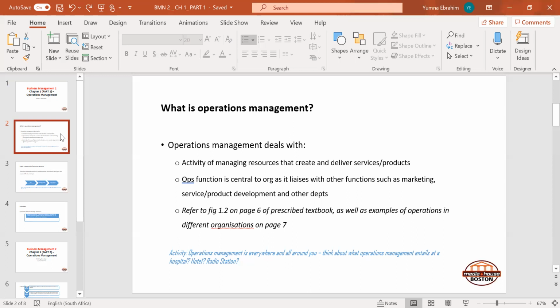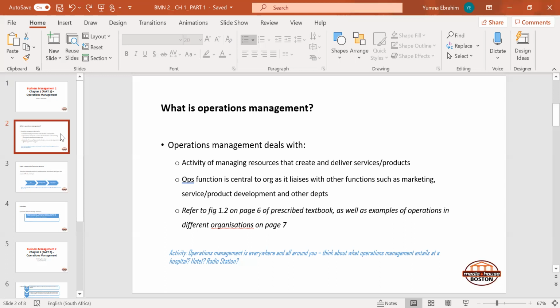The next point talks about the operations function being central to an organization, because obviously the operations function has to liaise with other departments or functions in a business, such as marketing, product development, finance, etc. And you can read more about this on page 5 in the textbook.